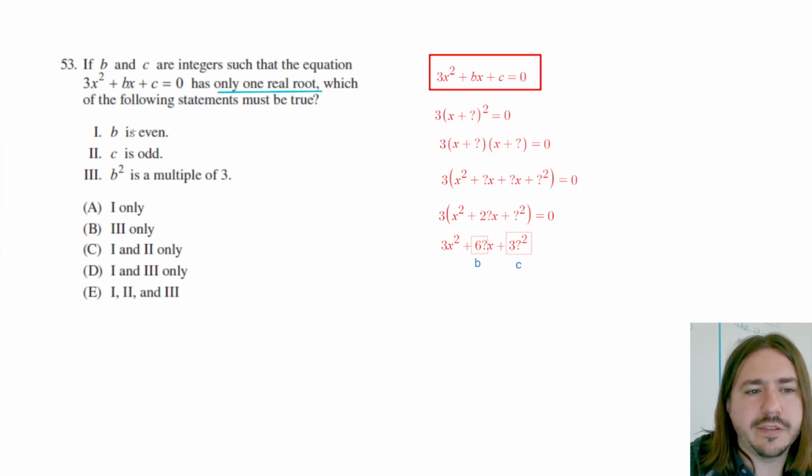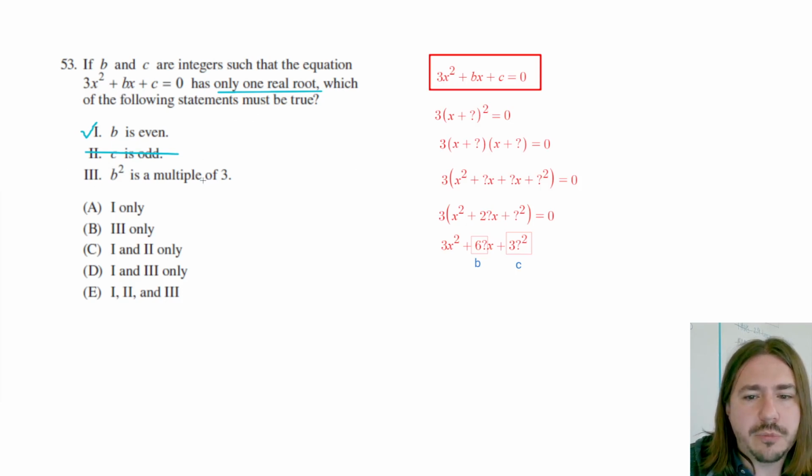The first statement says b is even. Well, yeah, b has to be even because b is a multiple of 6, and all multiples of 6 are even because 6 is a multiple of 2, and that's what an even number is. So b is definitely going to be correct. C is odd. Well, we cannot say for certain whether or not c is odd. It is a multiple of 3, but it could be odd, it could be even. We don't know. So it's not that it is false, but we just can't say that it for sure is true because we don't have any further information here.